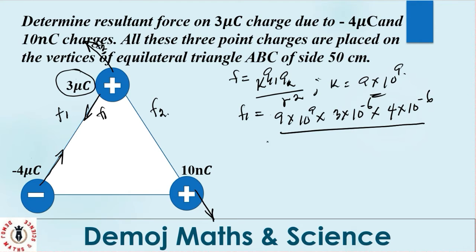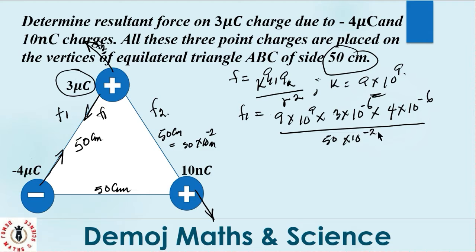Now, we've been told the distance between each of the charges is 50 centimeters. Here is 50 centimeters, and here also is 50 centimeters. 50 centimeters is the same thing as 50 times 10 raised to power minus 2 meters. So this will be 50 times 10 raised to power minus 2, all squared.